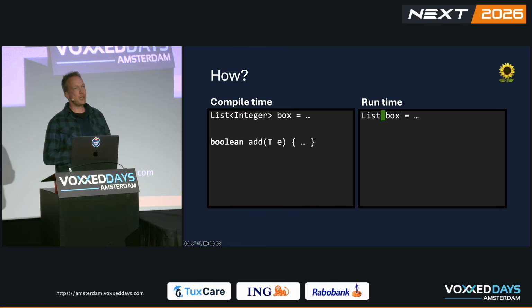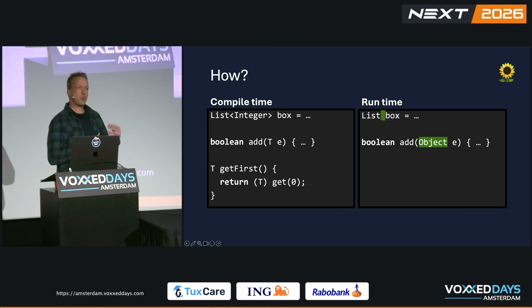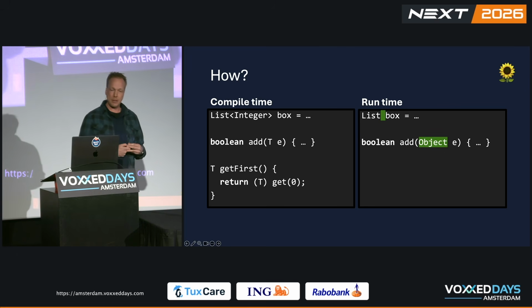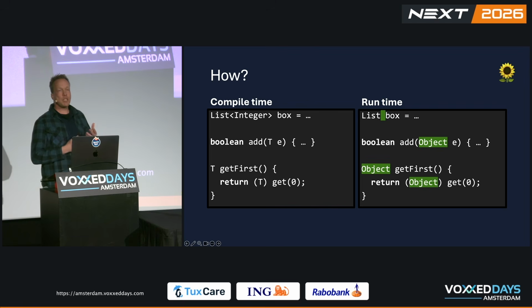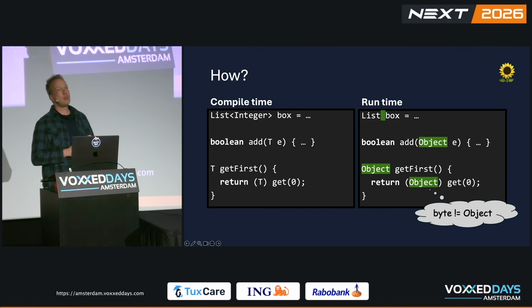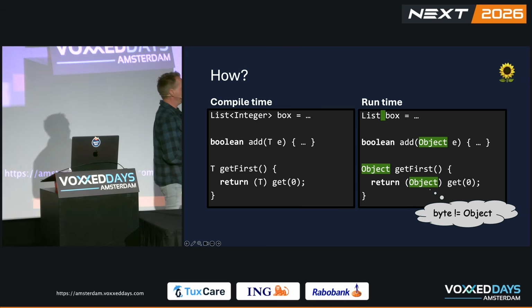Another example, when you have a boolean add(T e) method, after compilation, when you look at the bytecode, it would show like this. So T is replaced by Object. And also when you use T as a return type, T is also replaced by Object. And that's the reason why we cannot use primitive types as a type argument, because a primitive is not a reference type and it's not compatible with an Object.